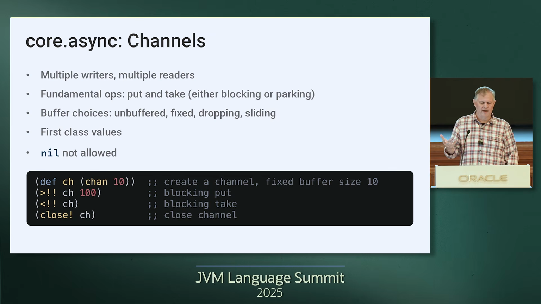The queue-like things that we have are channels. Channels have multiple readers, multiple writers. The fundamental operators are obviously put and take. Those have both blocking and parking variants and some constraints about when you can use those. And there's a bunch of different buffer choices. There are provided: unbuffered, fixed size.